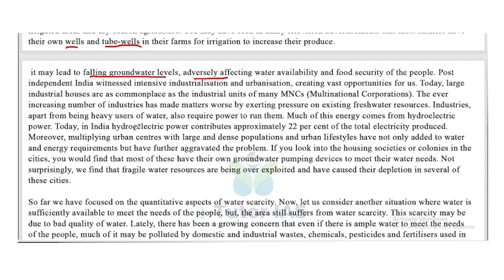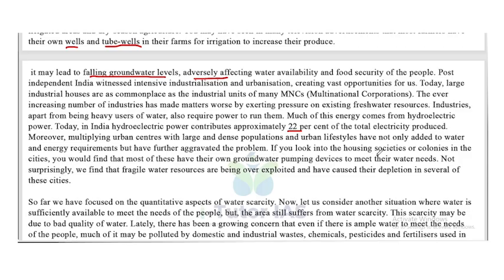Today, in India, hydroelectric power contributes approximately 22% of the total electricity produced. Moreover, multiplying urban centers with large and dense population and urban lifestyles have not only added to water and energy requirements, but have further aggravated the problem.